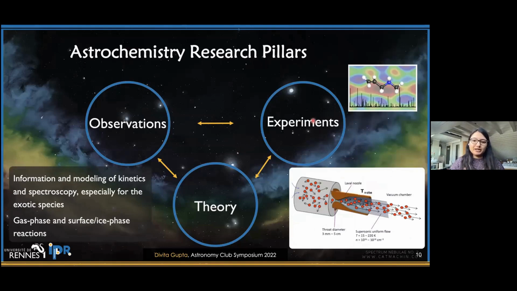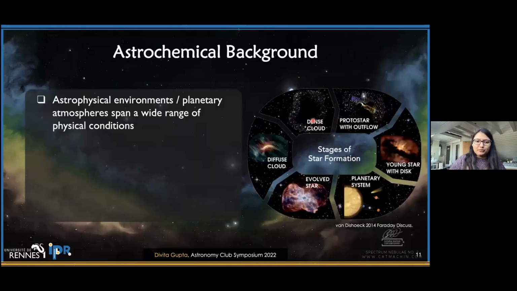So for the experimental part, we also need the same kind of thing we're trying to get from theory. That is, you want to understand the kinetics and spectroscopic parameters, and as I mentioned, especially for the exotic species. And then you have various kinds of reactions happening. You have the gas phase reactions and surface and ice phase reactions as well. And I'll briefly talk about them as we go on.